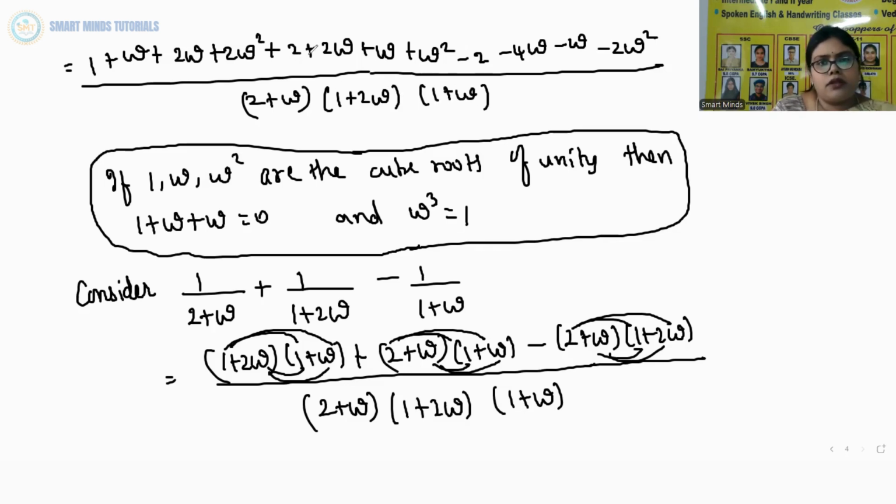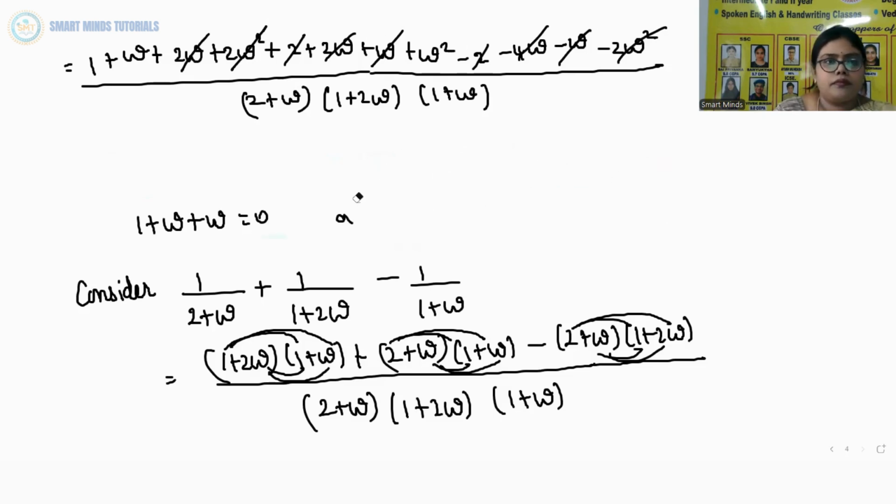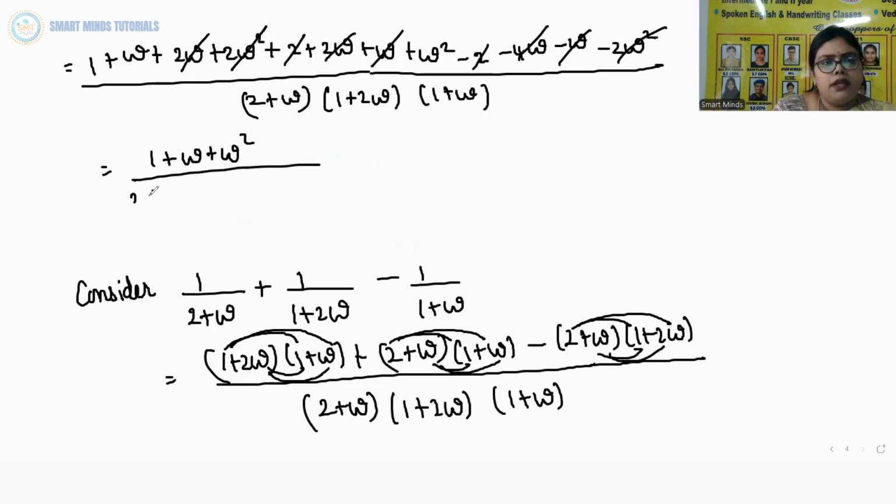Now what can be cancelled? So plus 2 minus 2 cancel. 2 omega plus 2 omega, 4 omega minus 4 omega cancel. Plus omega minus omega cancel. 2 omega square minus 2 omega square cancel. Now what am I left over with? 1 plus omega square by denominator I will write as it is.